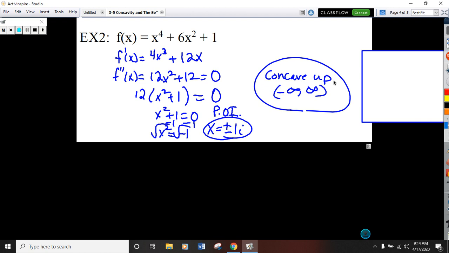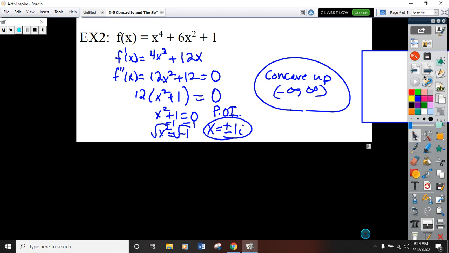You don't see that happen a lot. Most of the time, our examples are going to be like the first one, but every once in a while you'll see one that is concave up the entire time, just like that. Okay.